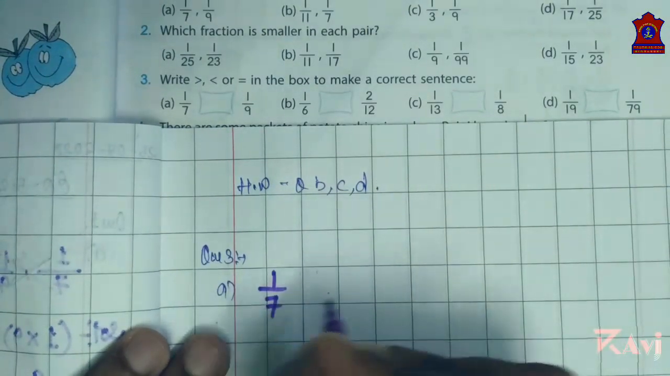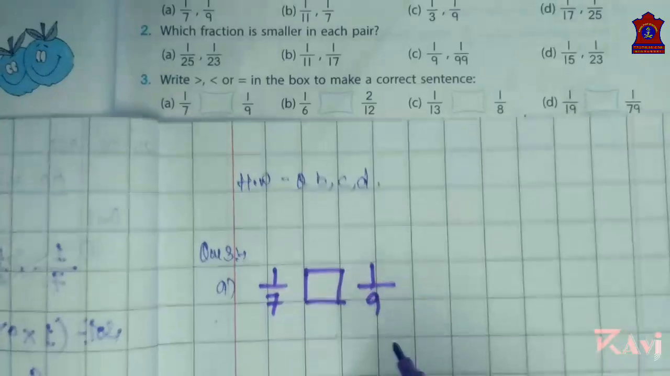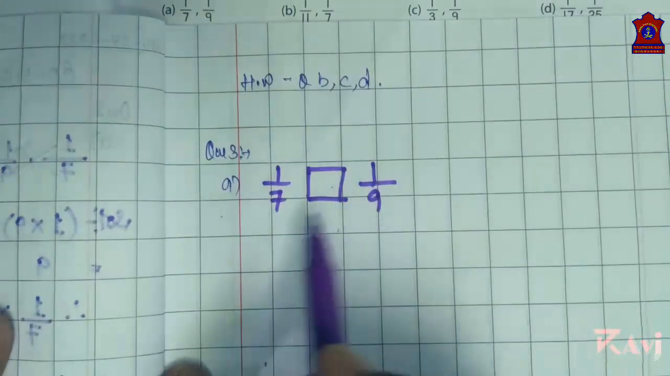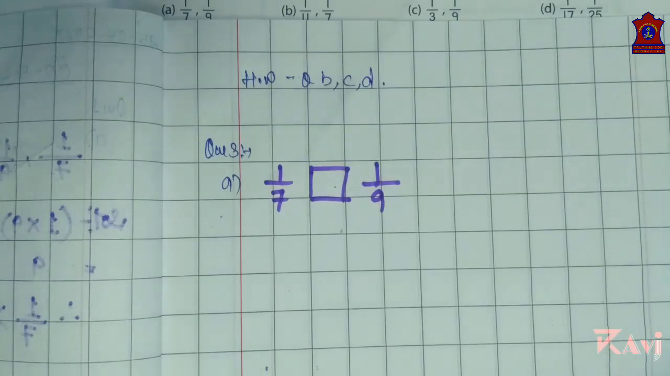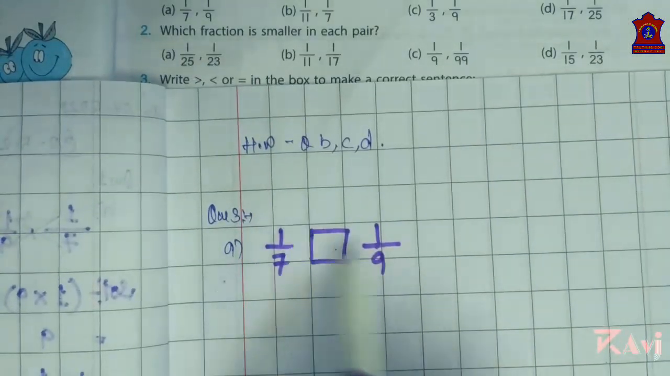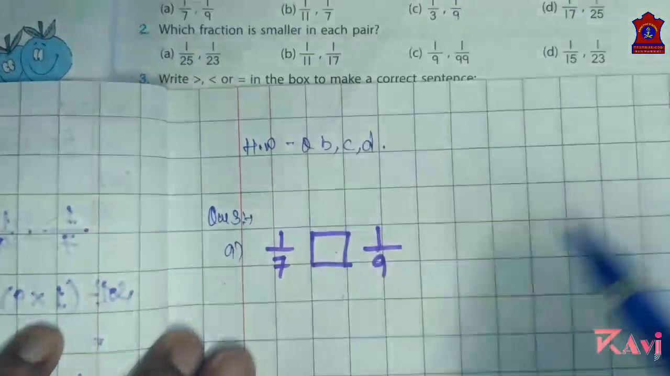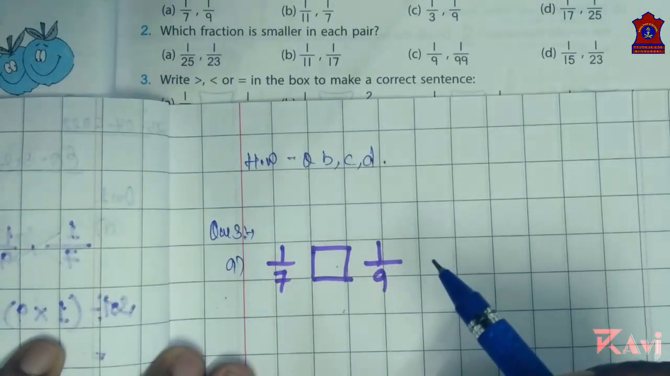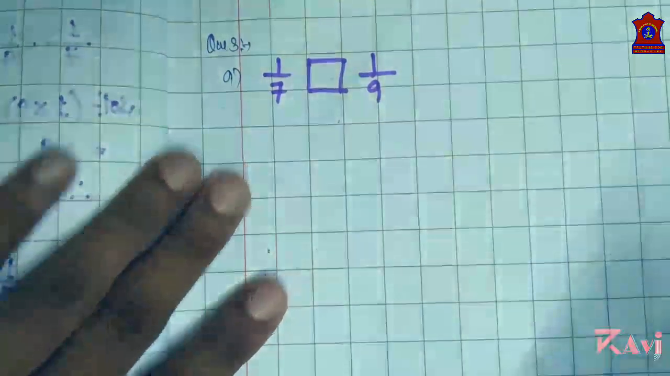1 by 7 and 1 by 9. Here look at numerators are same but denominators are different. So when the numerators are 1, we know it is a unit fraction. But how will you know which fraction is greater and which fraction is smaller? See here, what to do? You can use the cross multiplication method, or we have another method that you will be using in this exercise.